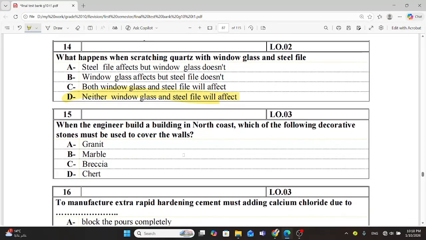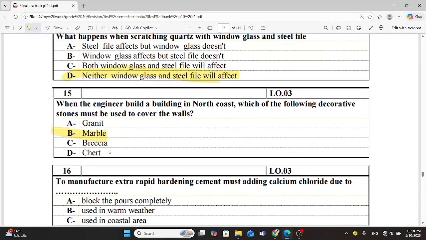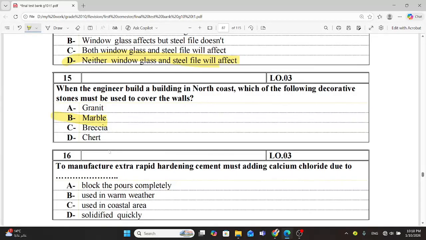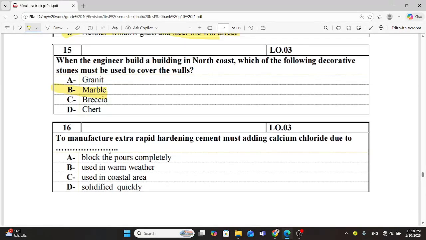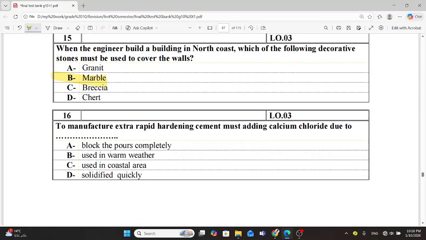When an engineer builds a building on the North Coast, which of the following decorative stones must be used to cover the wall? Of course marble, because it is high quality. To manufacture extra rapid hardening cement, we must add calcium chloride, due to it causing setting quickly.